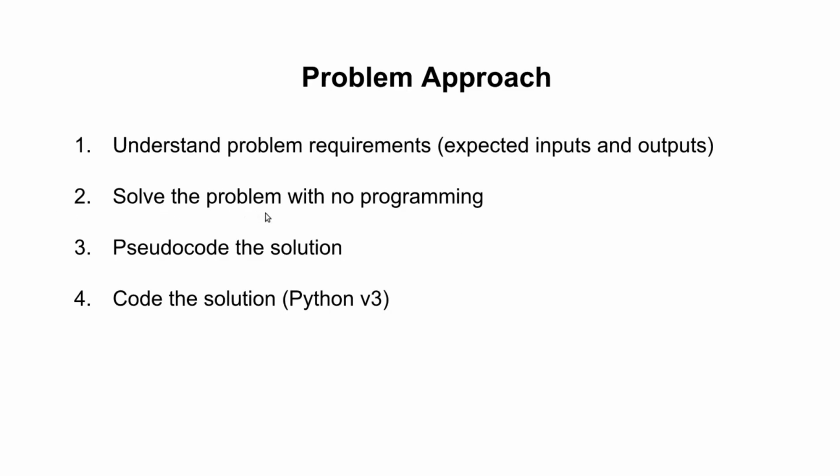Once we do that, we can do the second step of our problem approach, where we solve the problem but with no programming. So you should be able to understand the solution even if you have no background in computer science. And then the next thing we'll do is we're going to pseudocode the solution. So pseudocode, if you don't know, is just a high-level description of the solution to the problem, and it uses the structural conventions of programming, but it's mainly intended for human readability.